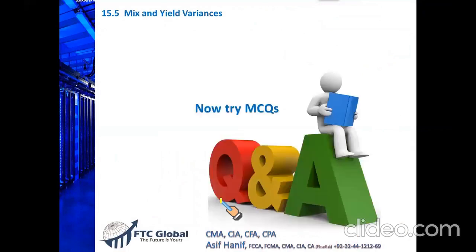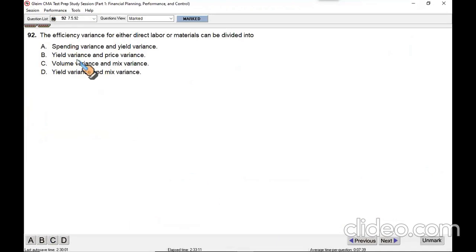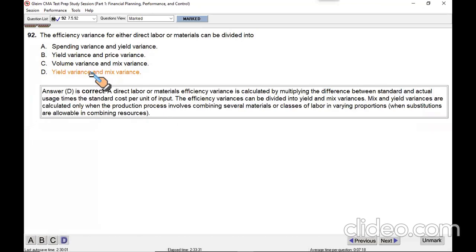Let us do a couple of questions related to mix and yield to enhance our understanding. The efficiency variance, also called the usage variance, also called the quantity variance, can be broken down into two types of variances, which are mix and yield. Not spending or yield, it's mix and yield. Yield or price, no. Volume or mix, no. It's yield variance and mix variance. These are the two variances that we can split.